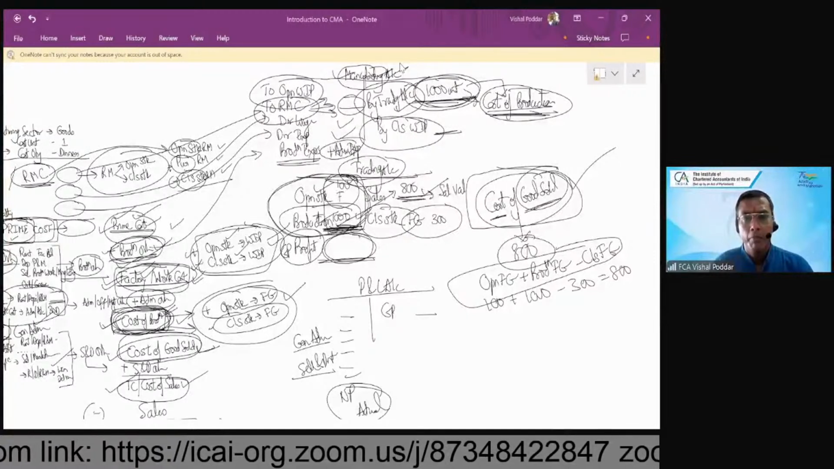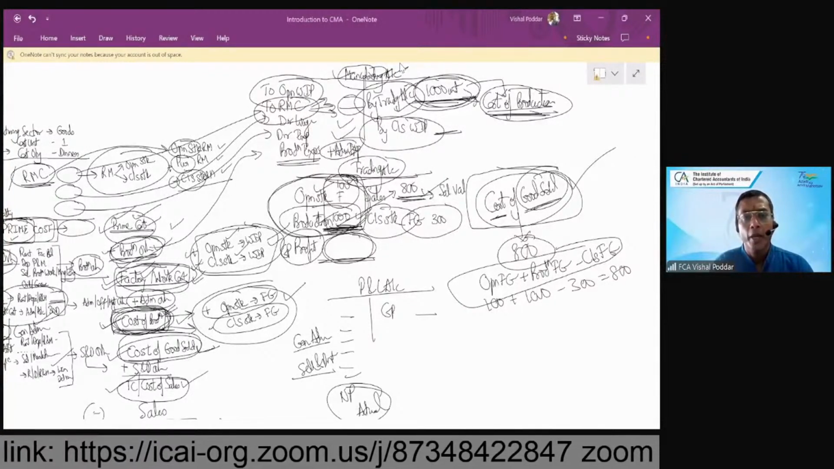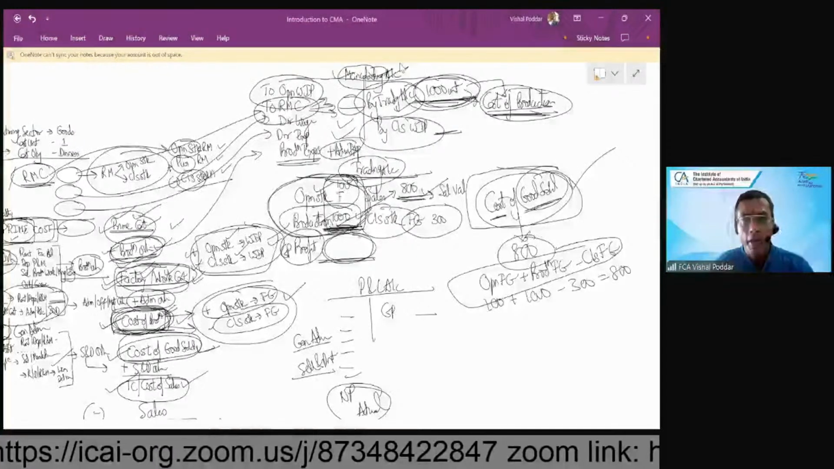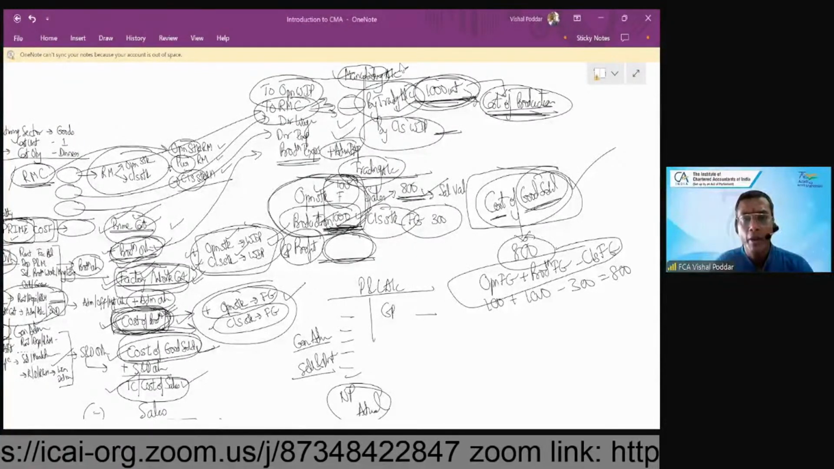Shruti: Sir, my mic is not working. Okay, no problem. Can you please read it? Yes, sir. In production overheads, we have salary for manager, and in administration overheads, we have employee cost.